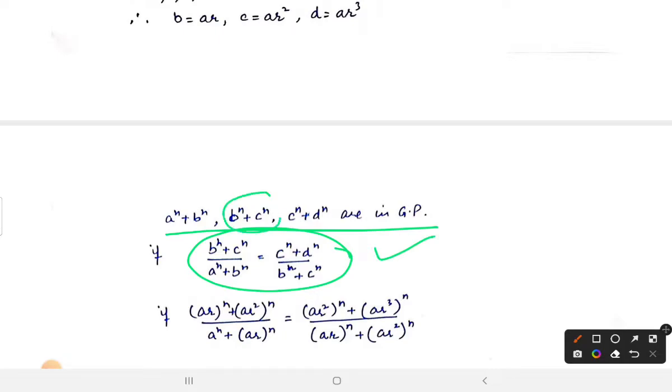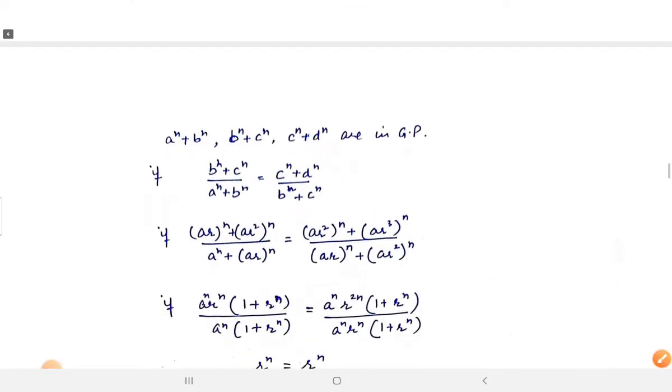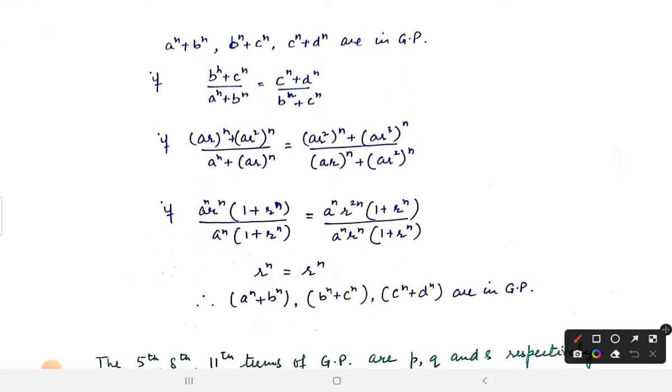So let us divide this with this and divide this with this. This is in GP if these ratios are equal to each other, that is b to the power n plus c to the power n divided by a to the power n plus b to the power n is equal to c to the power n plus d to the power n upon b to the power n plus c to the power n. Now put the value of b and c here, and after solving you will get the value of r as r^n. The common ratio in this case is also r^n and in this case is also r^n. So therefore they are in GP.